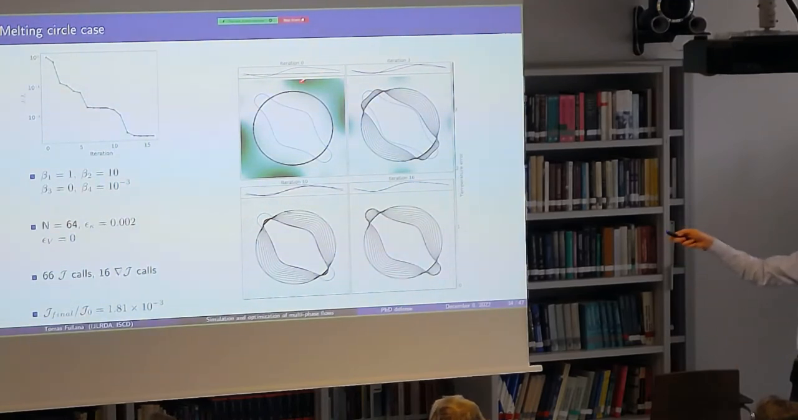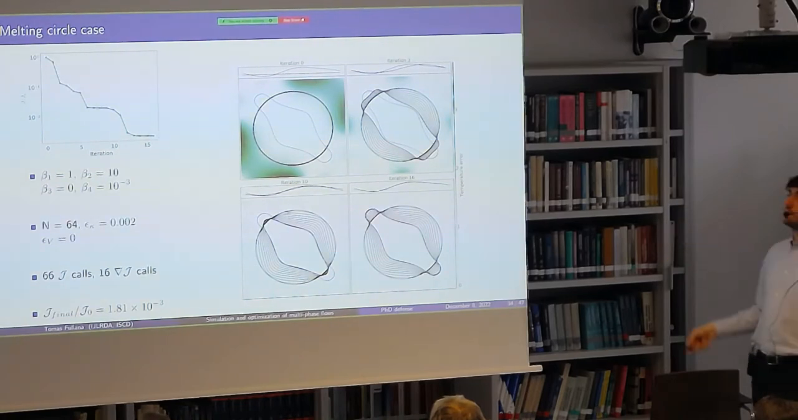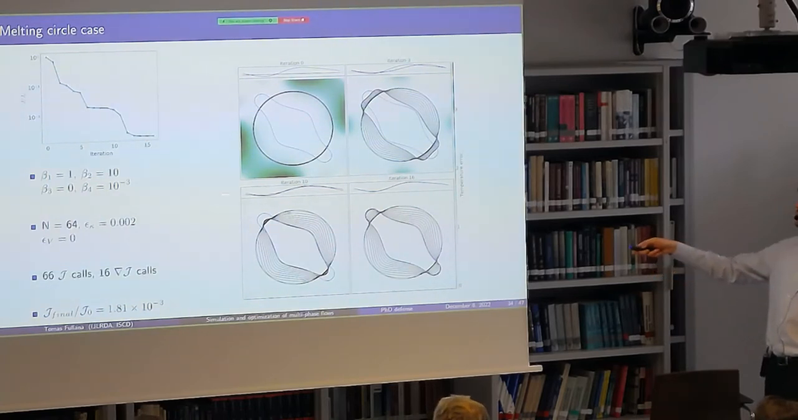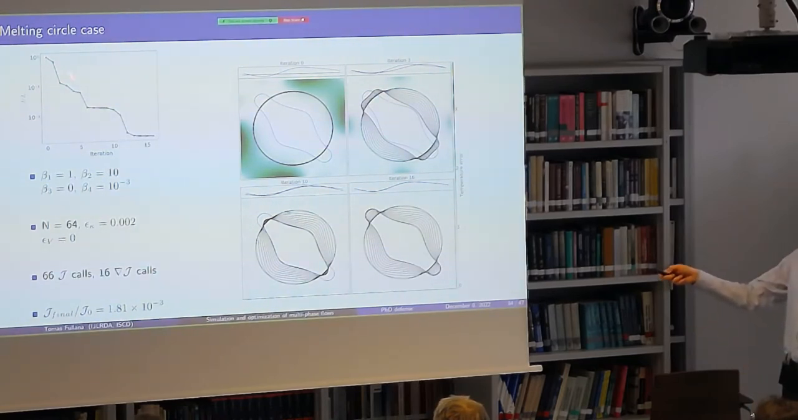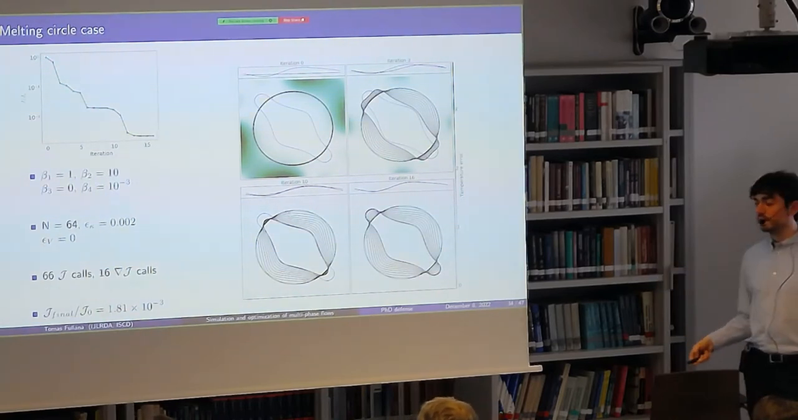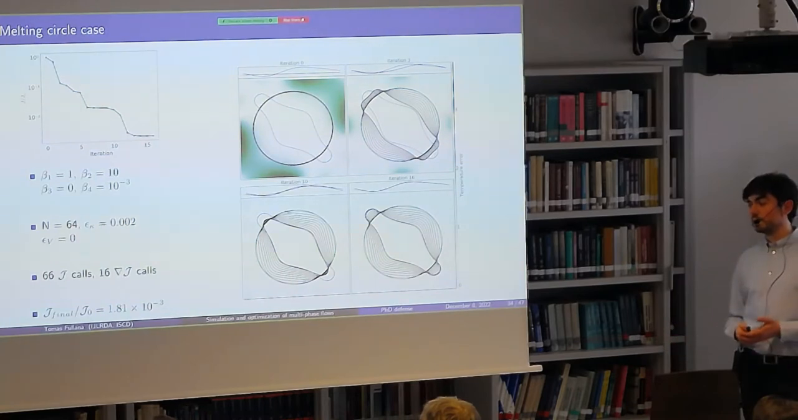Now, on the inset at the top, we see the boundary condition W that is tending towards the desired one, which is the blue one here. This converges in 16 iterations. Here you can see on the left the history of the cost function as a function of the iterations. And we attain a final relative value for the cost functional close to 10 to the minus 3.